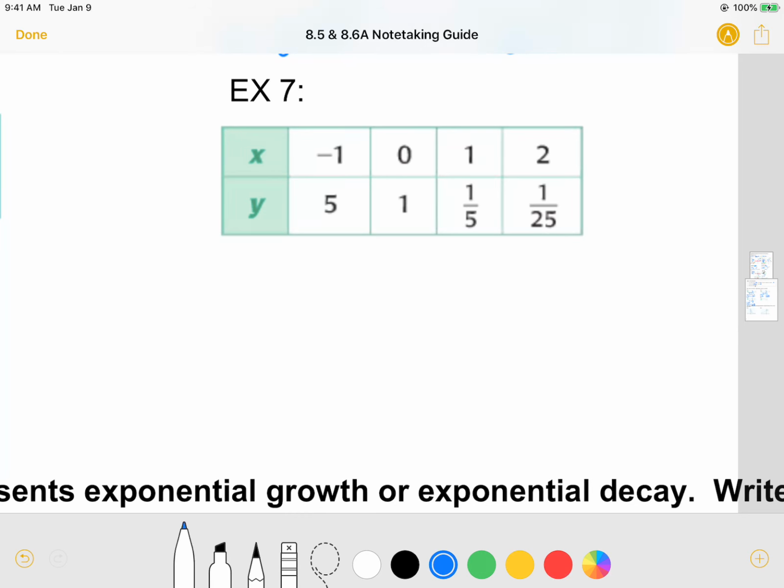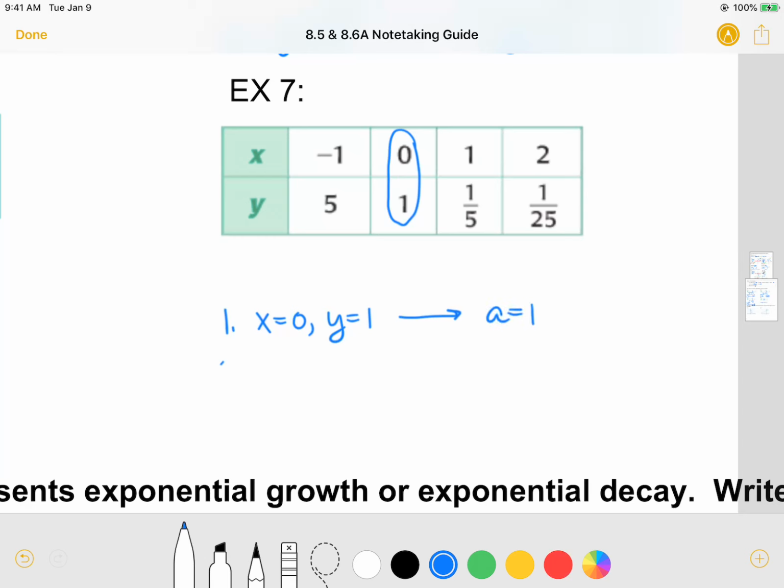Okay, we'll follow again that 3-step process. So number 1, we find where x is 0. So x equals 0 and y is equal to 1. And that means that a equals 1.